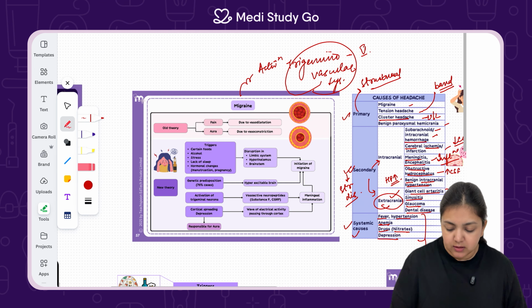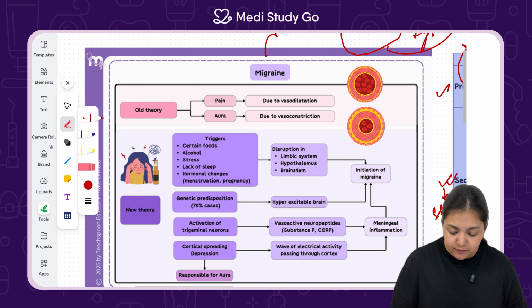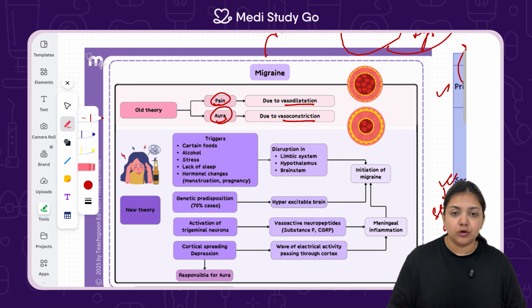Means the trigeminal nerve gets activated and the vessels of the body get hypertensive. So the old theory was that whenever there is vasodilatation, it will lead to pain, that is headache, and whenever there is vasoconstriction, it will lead to a situation of aura. But this was an old theory which wasn't really based on the scientific mechanism of how migraine is happening.